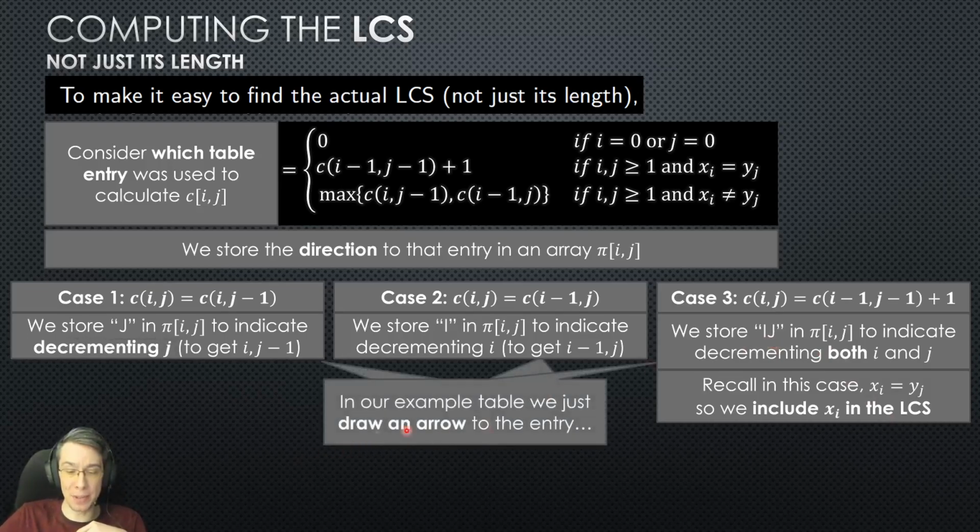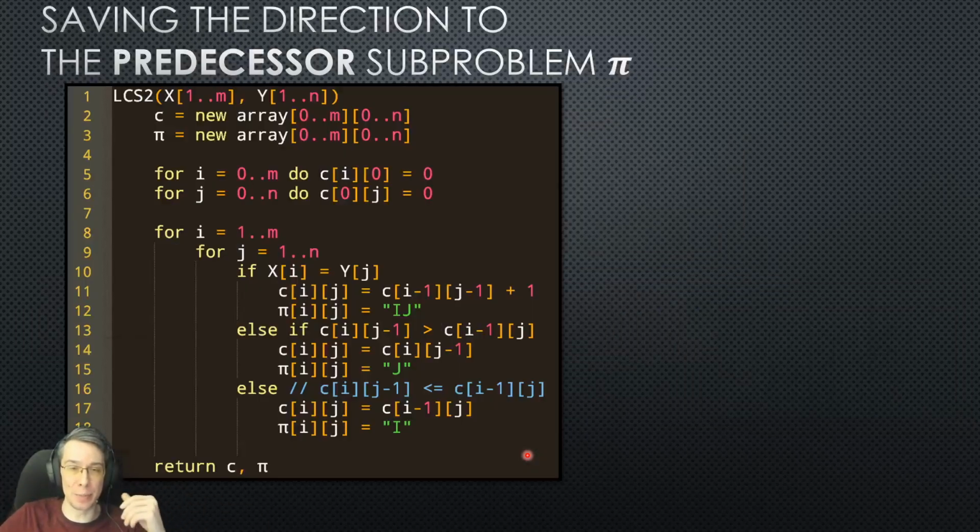Okay, so in our example table, I'll just draw an arrow to the entry instead of writing the string. If we were to program this, I can't store an arrow in the cell, so you have to store some value that I can actually program. So here's the pseudocode for this. We have not only the array C, but also an array pi.